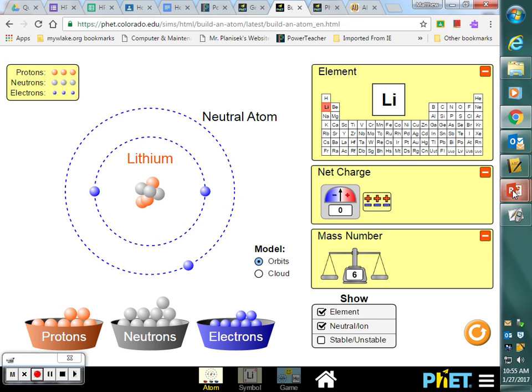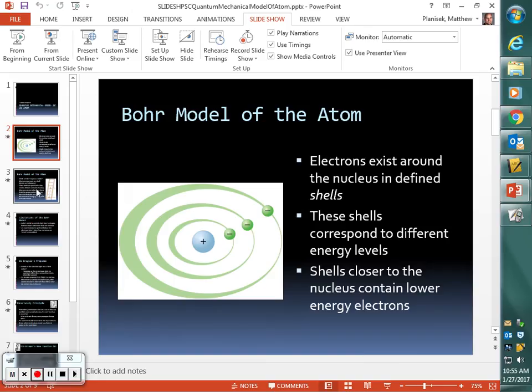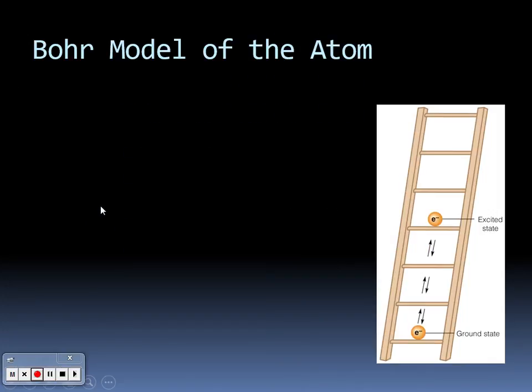All right. So the one analogy that we always use to describe the Bohr model is a ladder.